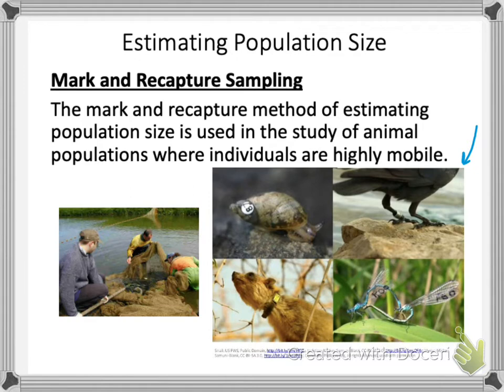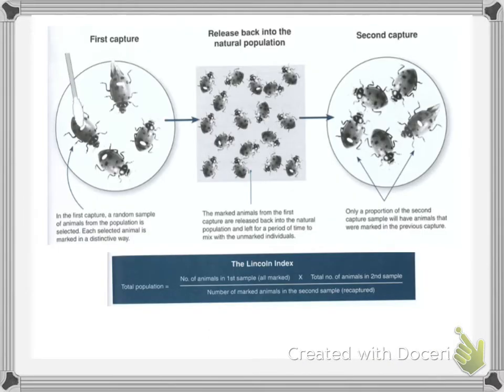Now you're going to recapture those individuals and see how many marked individuals there are. This is going to allow you to collect and sample organisms that are going to move and mix throughout the population. So here is another outline of how this works.